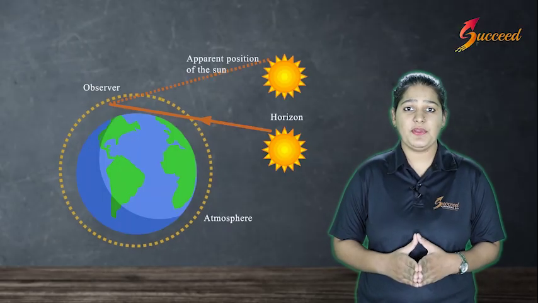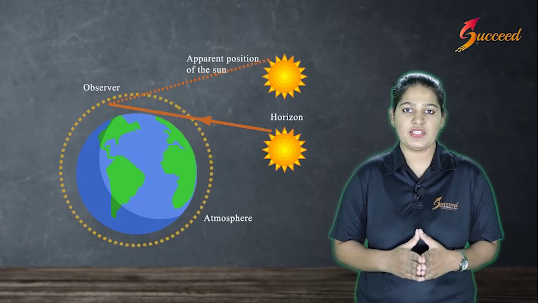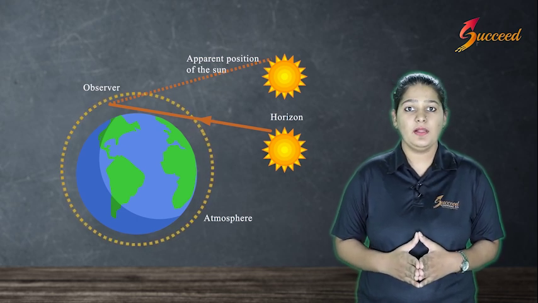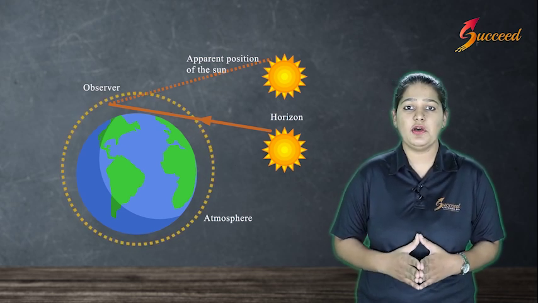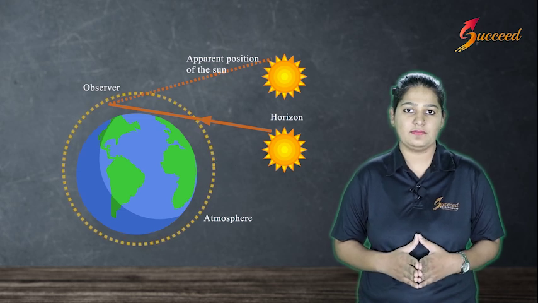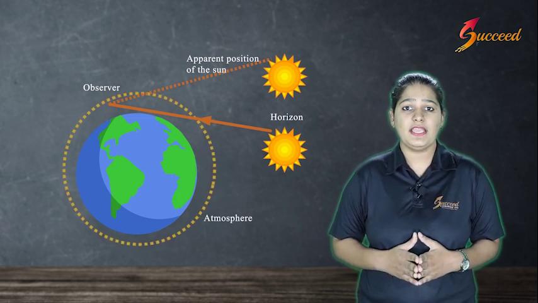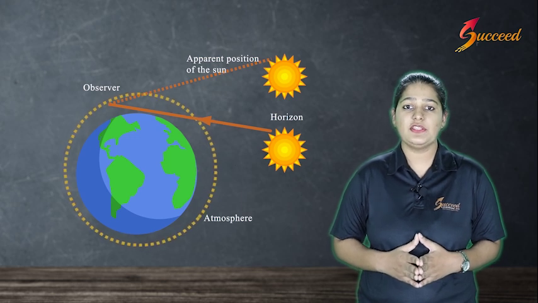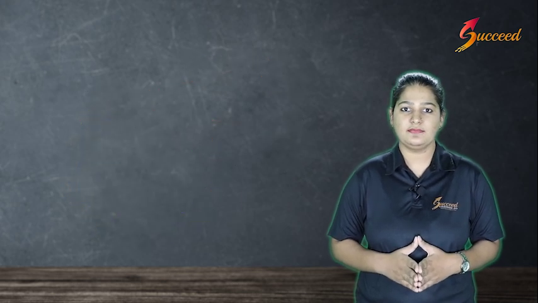Advanced sunrise and delayed sunset. The sunrise appears to us 2 minutes before the actual sunrise and the sunset 2 minutes after the actual sunset. This happens because of the atmospheric refraction of light. This diagram can clearly show you the actual and the apparent position of the sun with respect to the horizon.